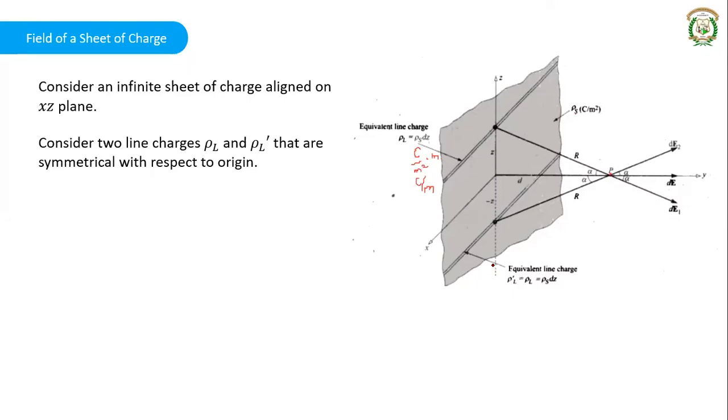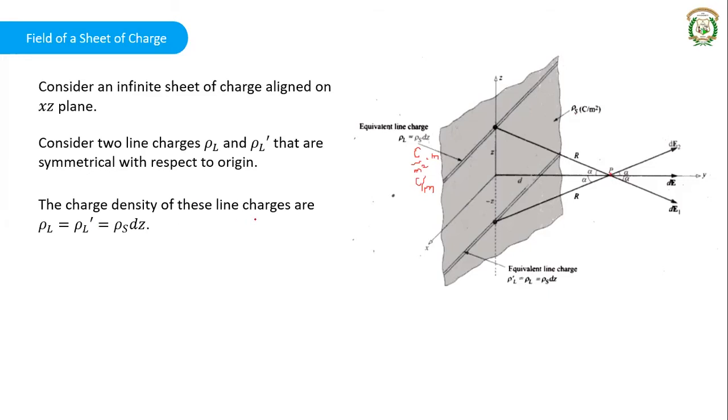So the charge density rho L and rho L dash are both equal to rho S into dz. That is because rho S is the surface charge density of this infinite sheet of charge. Fine. So let the distance where these lines rho L and rho L dash lie on the surface be z and minus z. This one is in the positive z direction, and this one is in the negative z direction.